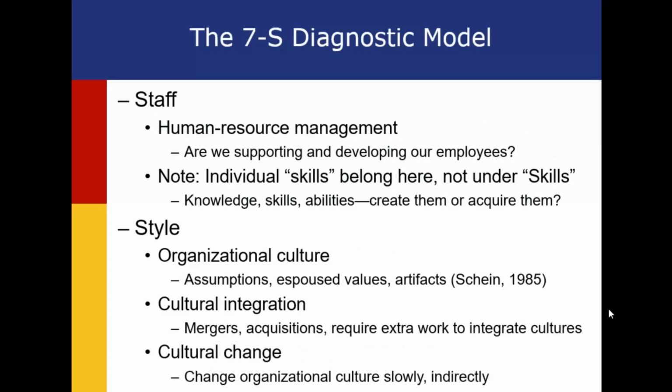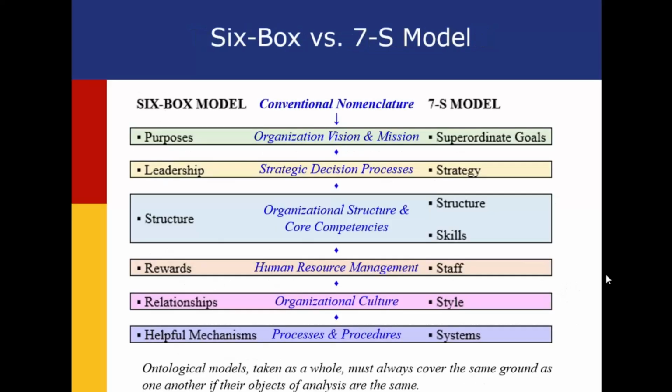Then we got staff, that's basically HR. Notice individual skills belong here, not under skills. See, KSAs belong under staff. Style, organizational culture, then the other stuff about culture. Has nothing to do with leadership style. Okay, then we compare them. This is what we get.